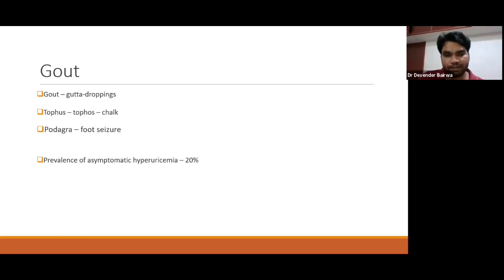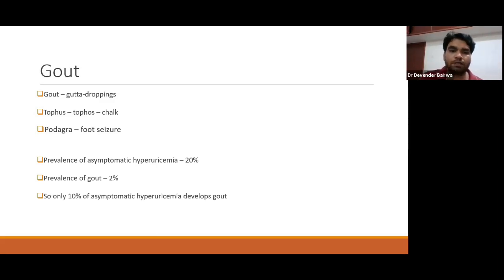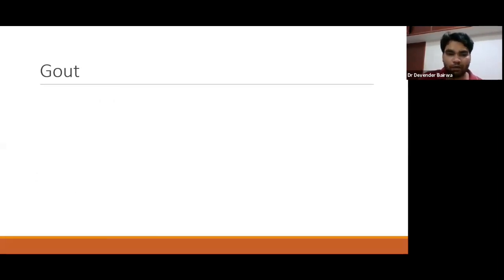Then we already discussed that the prevalence of asymptomatic hyperuricemia is 20%, but gout will occur only in 10% of these. It means 2% overall. So only 10% of people will have gout.